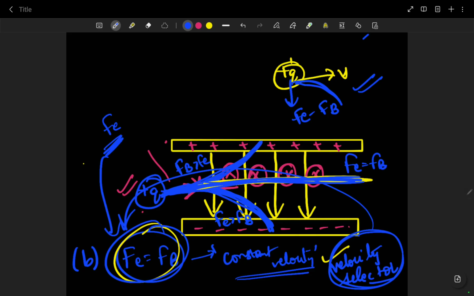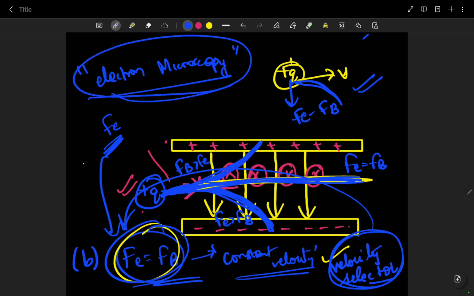Also, most importantly, since most of us have completed the chapter of ray optics, you remember the second part of that chapter was about optical instruments, right? So in optical instruments, this velocity selector also has an application in electron microscopy. I want you to explore on the internet how electron microscopy works with this condition of velocity selector and come up with your answers. Maybe discuss it with me at school.